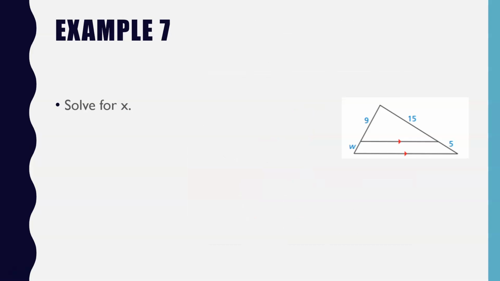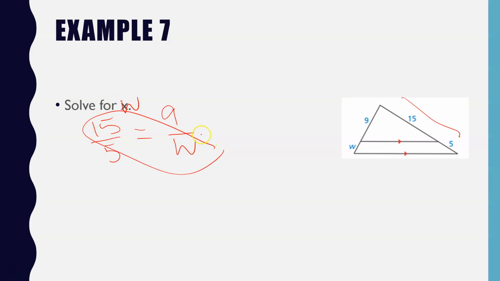Okay. On 7, I want to solve for x, so I know my sides are proportional. What I'm going to do is I'm going to have 15 over 5, so I went for my right side, and I'm going to set it up to the left side, so my longer side was 9 over w. I said solve for x. And I cross multiply, I get 15w equals 9 times 5. 9 looks terrible.